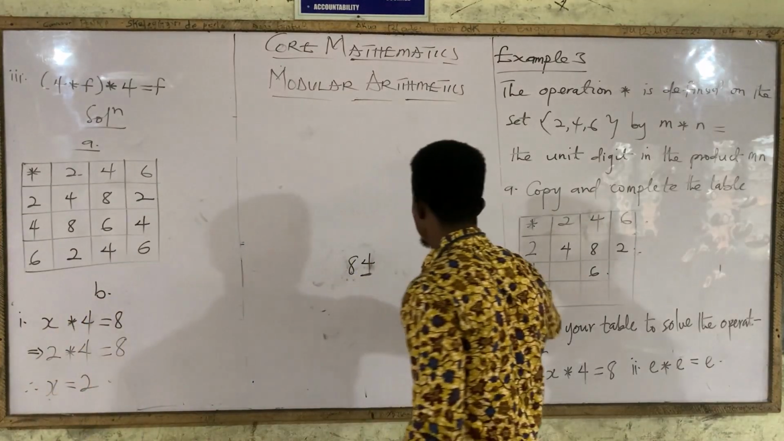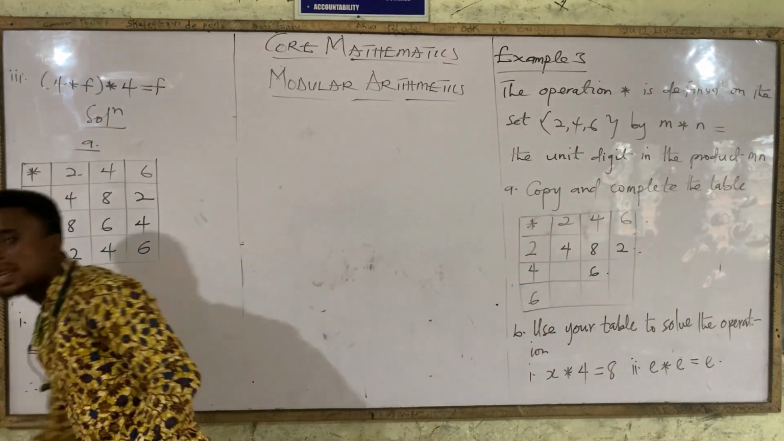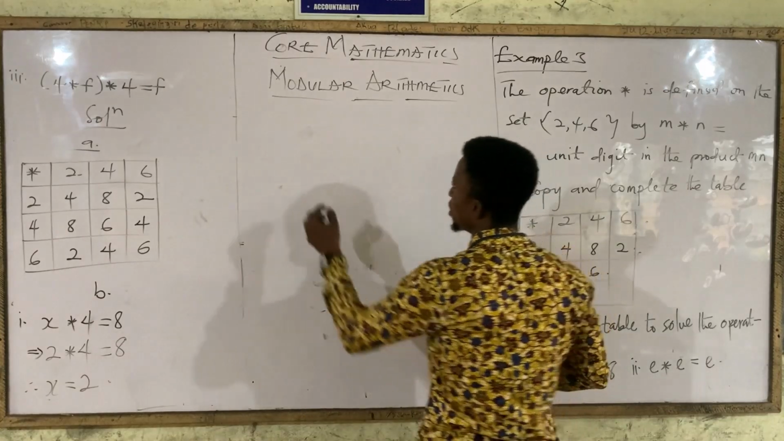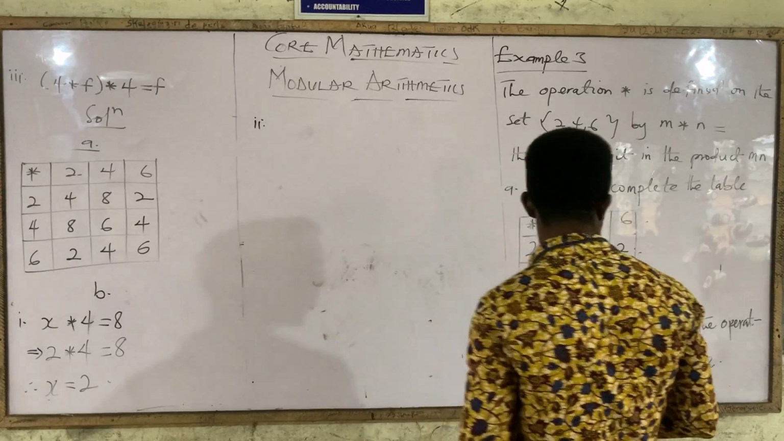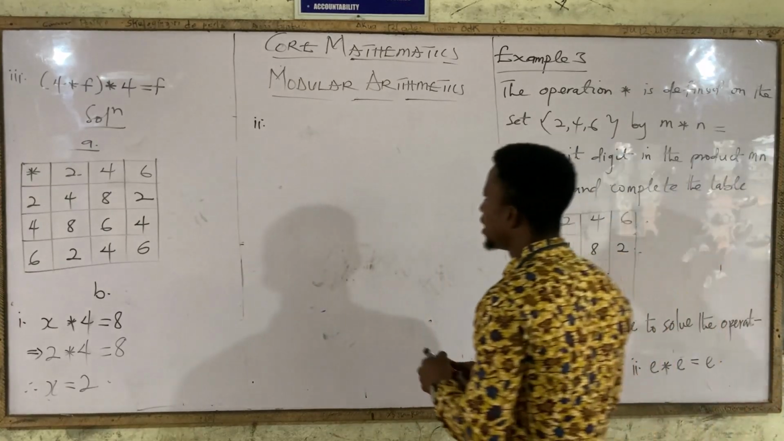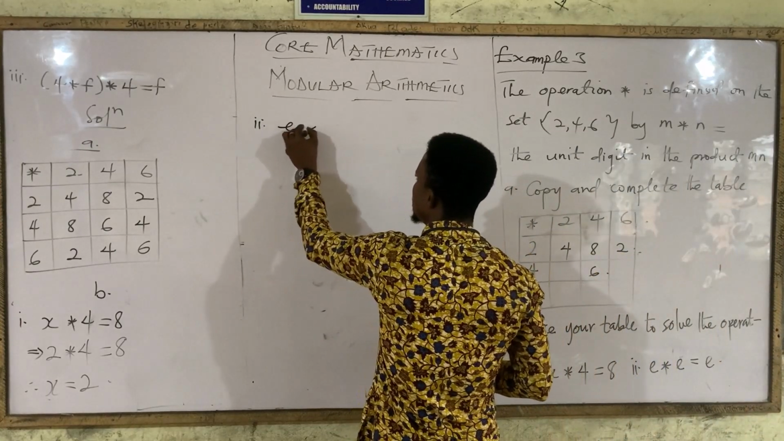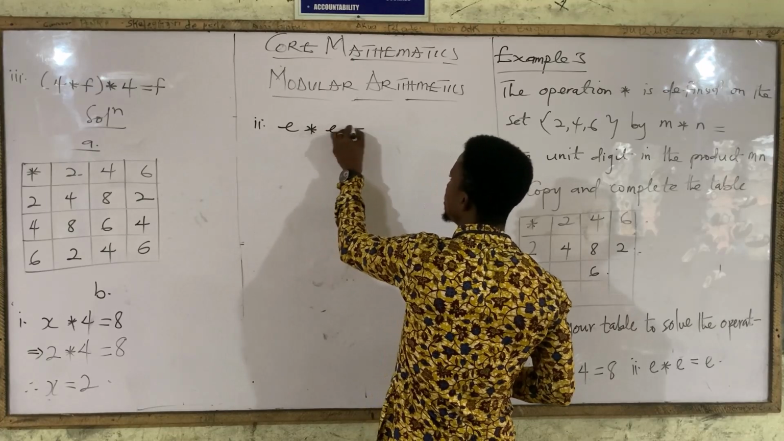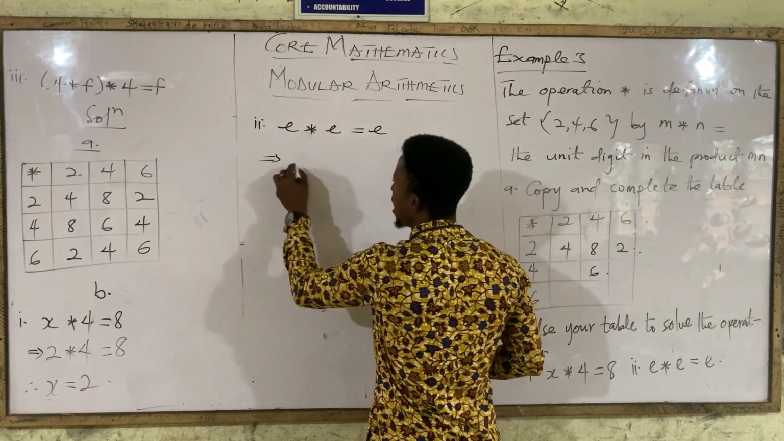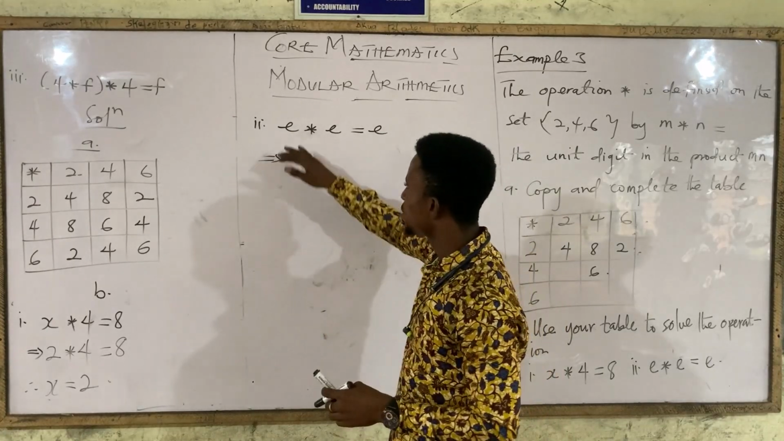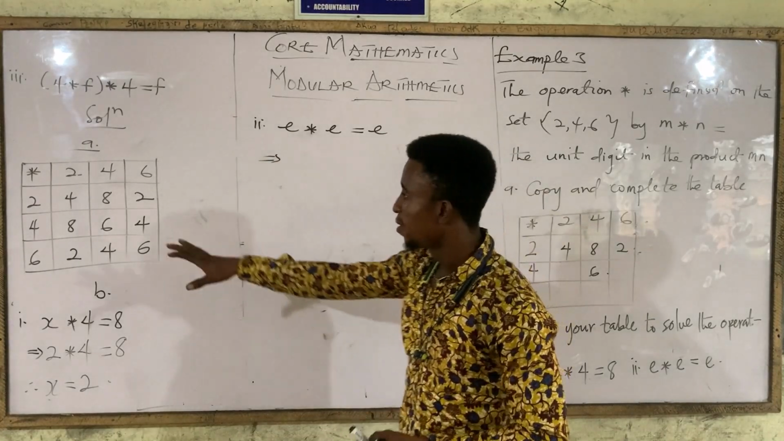Let's move on to the second one. So that is our II. The II is also saying E star E is equal to E. So let's see. This implies that what number operates on itself to get itself from the table?